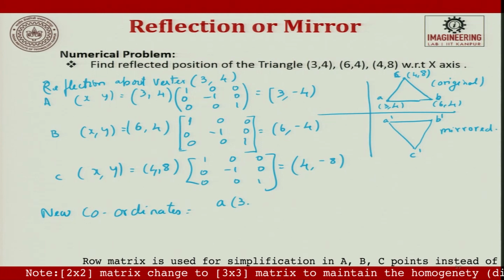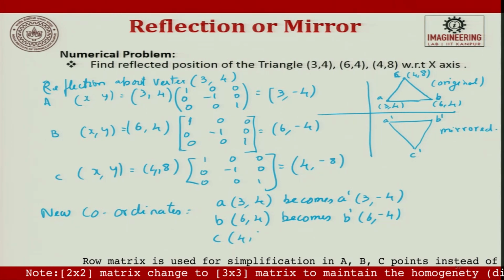A, which was 3, 4 will become A dash, which is 3, minus 4. B, which was 6, 4 becomes B dash 6, minus 4. C, which was 4, 8 becomes C dash 4, minus 8. So, this is the resultant matrix which you will get for this triangle.